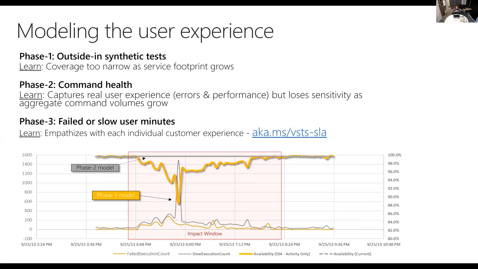And now this is the model that we use. We found it to be a very effective model, and we've now really internalized that model. We do alerting on that model. So anytime we see our availability, in terms of this notion of user experience, dips, we throw an alert and we go figure out what's going on.